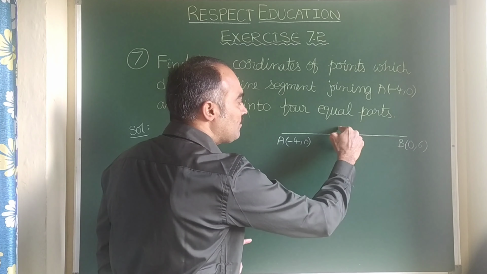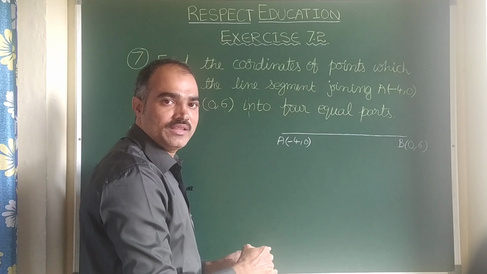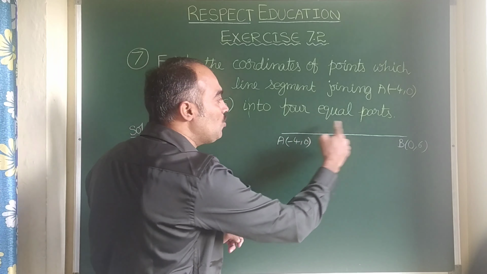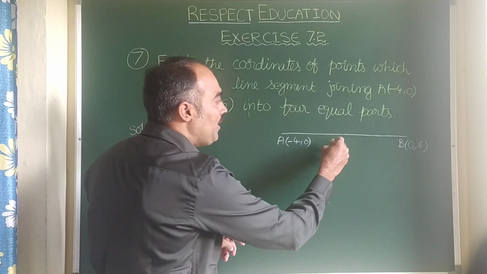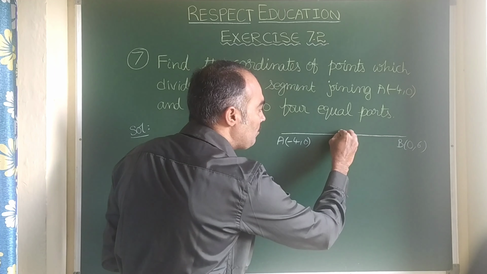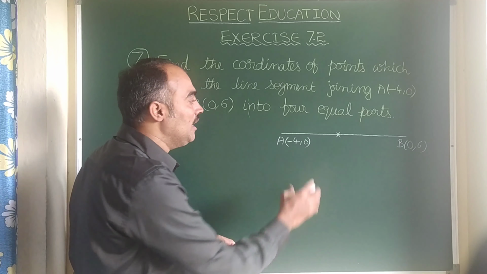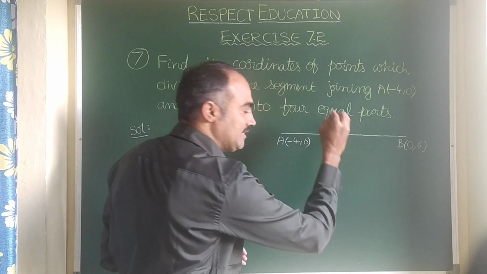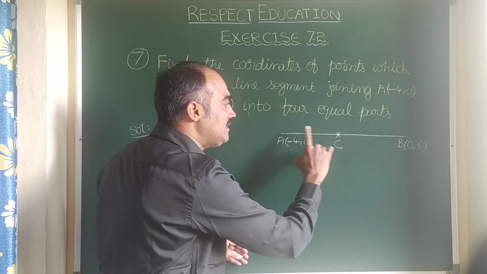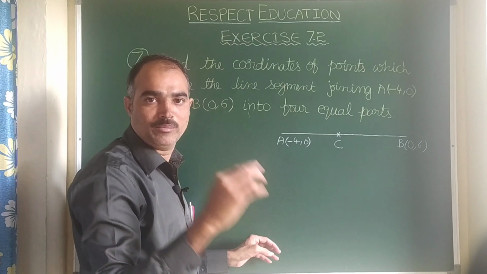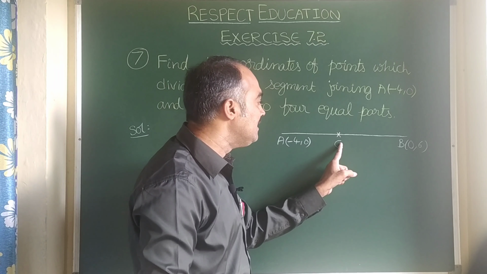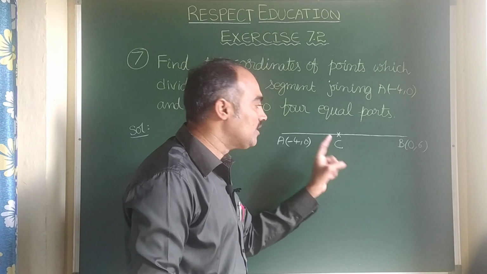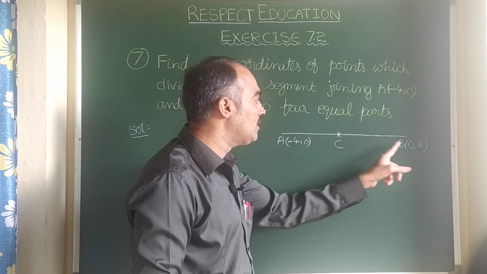First we make that into 2 equal parts. So first let us divide AB into 2 equal parts. The point which divides it into 2 equal parts is nothing but the midpoint of AB. So for example, if I take this point as C, and C divides AB equally into 2 equal parts, then C is the midpoint of AB. So let us first find C by finding the midpoint of A and B.